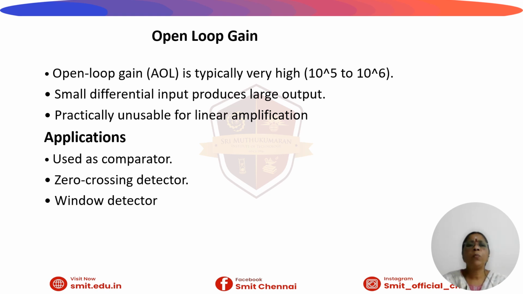The open loop gain is given as AOL. It is typically very high, in the order of 10 power 5 to 10 power 6. A small differential input voltage produces very large output voltage approximating plus Vsat or minus Vsat depending on the magnitude of the difference in voltage. It is practically unusable for linear amplification. The main applications are comparator, used as zero crossing detector and window detector.